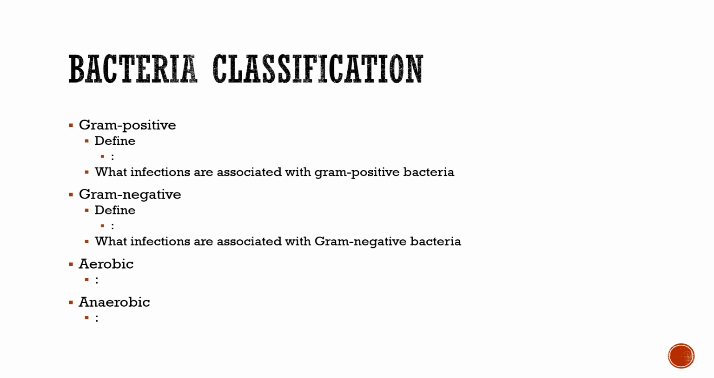It's not nearly as specific as a culture and sensitivity. However, it is good information, especially early on. We can get this much quicker than a C&S. Gram-negative just means that it does not retain the Gram stain. Gram-positive, a lot of times respiratory, soft tissue infections. Those are the more common gram-positives, whereas gram-negatives a lot of times are GU and GI infections.